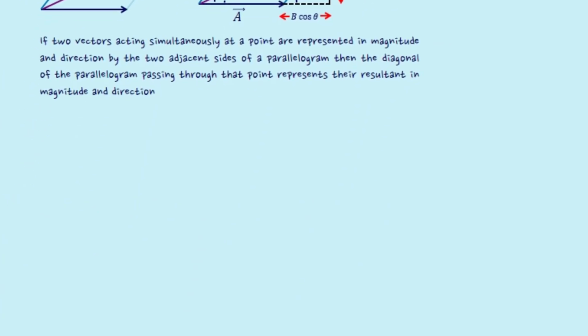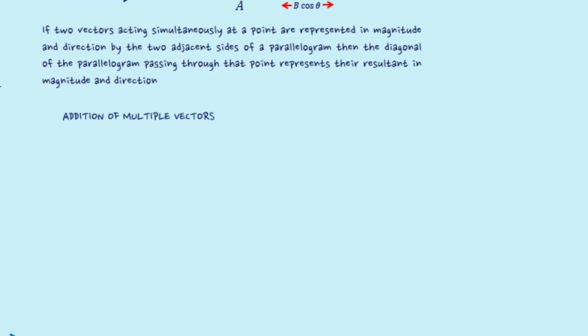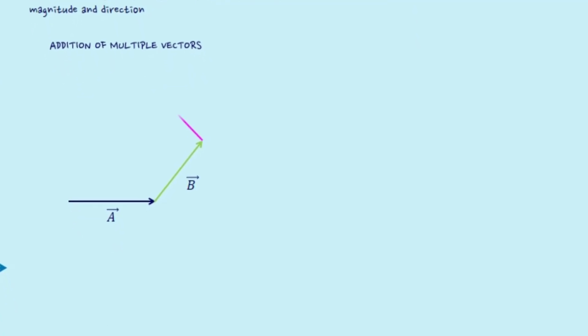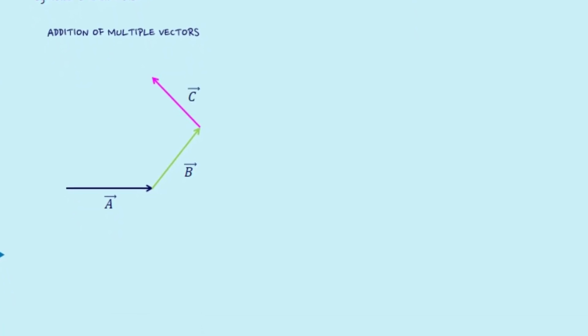The addition of multiple vectors can be performed using a polygon law. This law can be considered as an extension of triangle law. Polygon law of vector addition states that if a number of vectors can be represented in magnitude and direction by the sides of a polygon taken in the same order, then their resultant is represented in magnitude and direction by the closing side of the polygon taken in the opposite order.